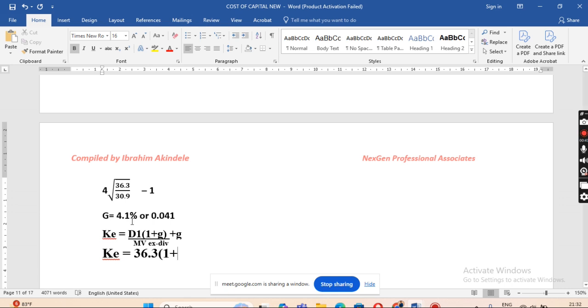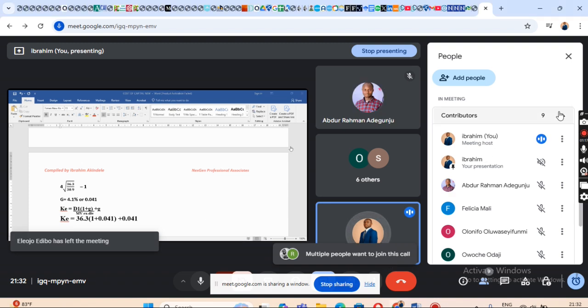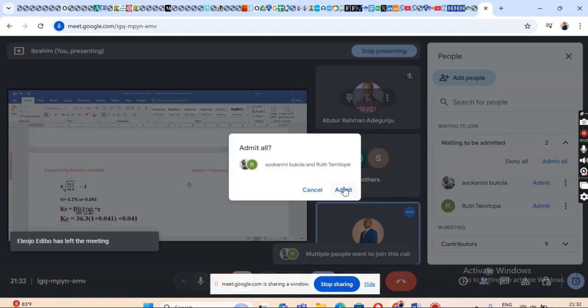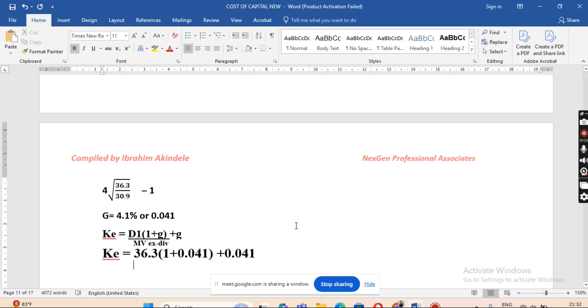What is the growth rate? We've already calculated the growth rate as this, 0.041, close the brackets, right? Plus growth rate of 0.041. Please, you need to give me figure here. Divided by the market value.